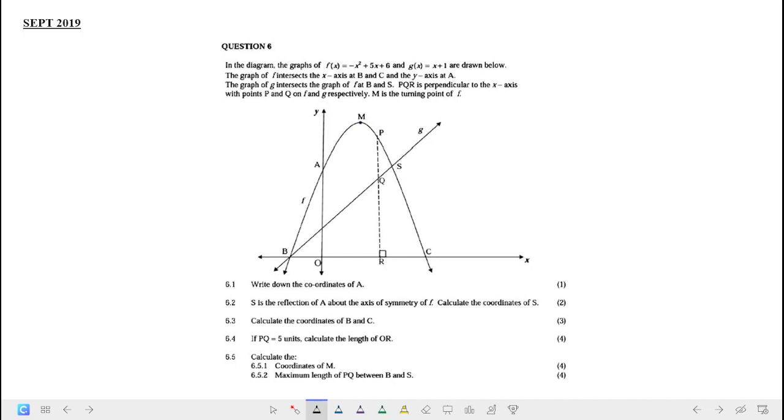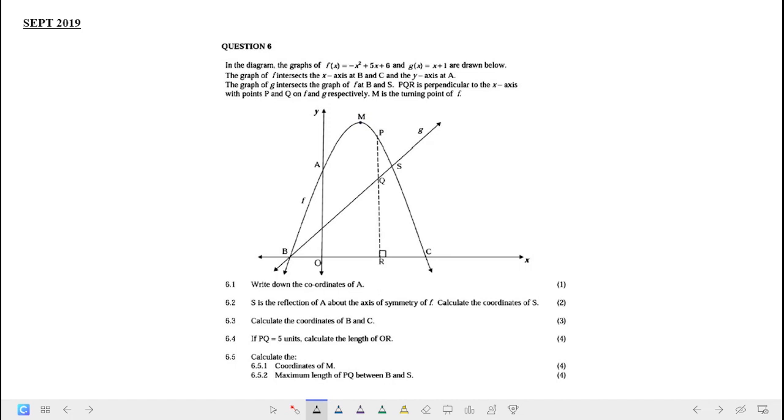In the diagram, the graphs of f of x, which is equal to minus x squared plus 5x plus 6, and g of x, which is equal to x plus 1, are drawn below. The graph of f intersects the x-axis at B and C and the y-axis at A. The graph of g intersects the graph of f at B and S. PQR is perpendicular to the x-axis with points P and Q on f and g respectively. M is the turning point of f.